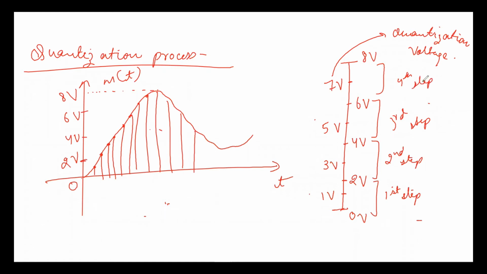So I have divided the whole range from 0 volt to 8 volt into 4 steps, and the number of steps is denoted as capital L. So L is equal to 2 to the power n. This is a very important formula, where L is the total number of steps.